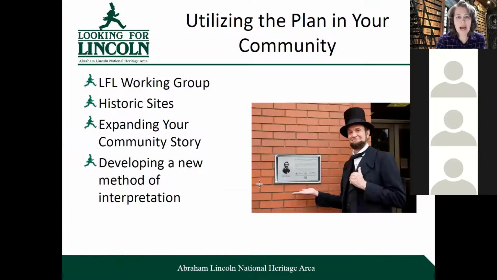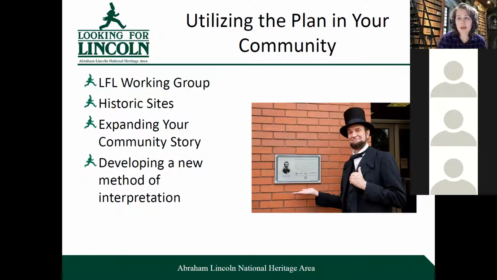Okay, so how can you utilize this plan in your community? You can talk about it or work through the different aspects in your Looking for Lincoln working group. You can do this at your historic site. Maybe you could do this with your board of directors or with your staff. You could talk about what stories you're already telling. Are there more stories that you could be telling? And are there new methods that you could use to tell those stories?